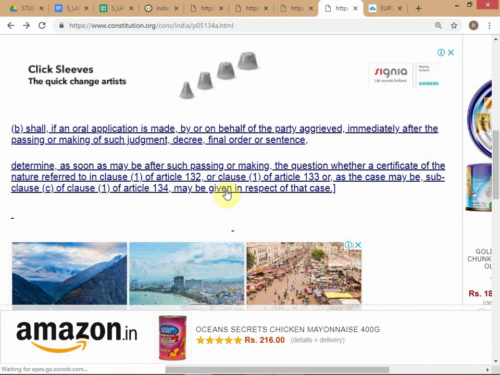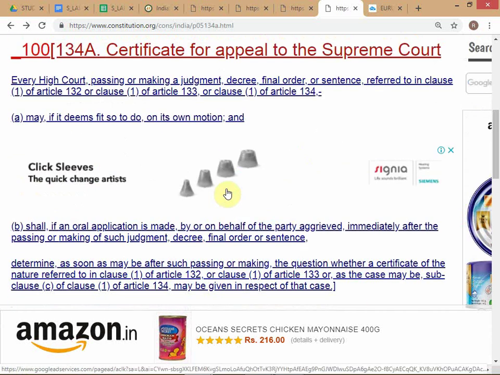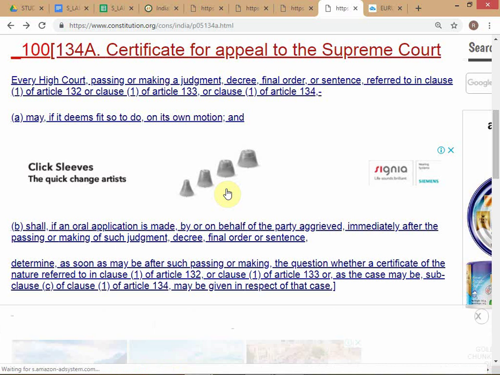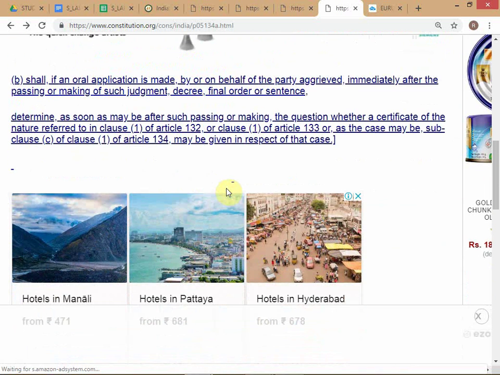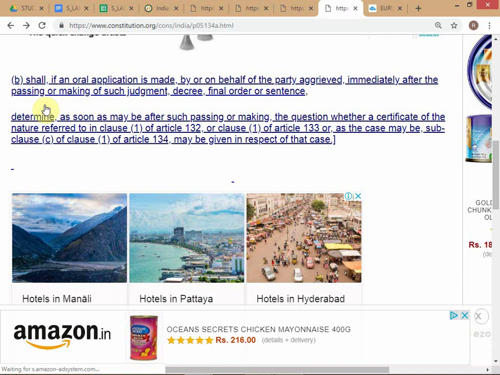Because the High Court has not, see, A has not happened, clause small a has not happened, because the High Court didn't bother on its own. Now your advocate has made a request under clause small b of 134A. But what does this compel the High Court to do? The High Court is not compelled to give a certificate. The High Court is only compelled to address the question of whether a certificate should be given. This is clear.